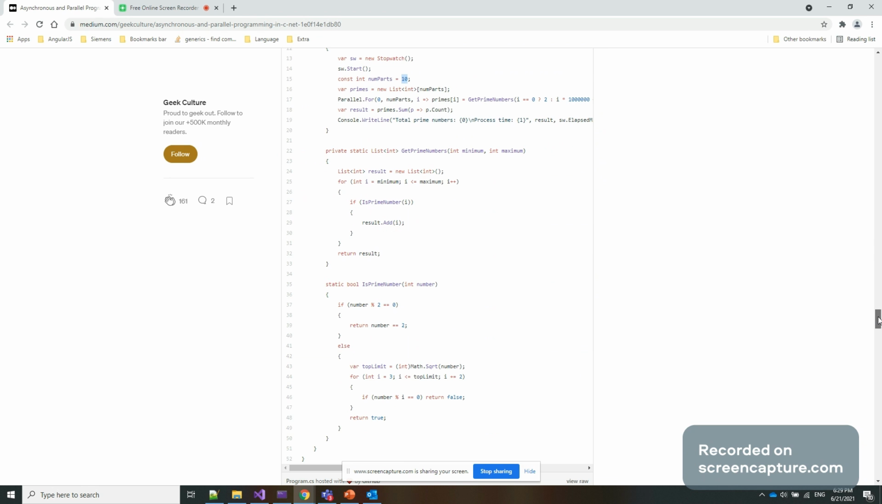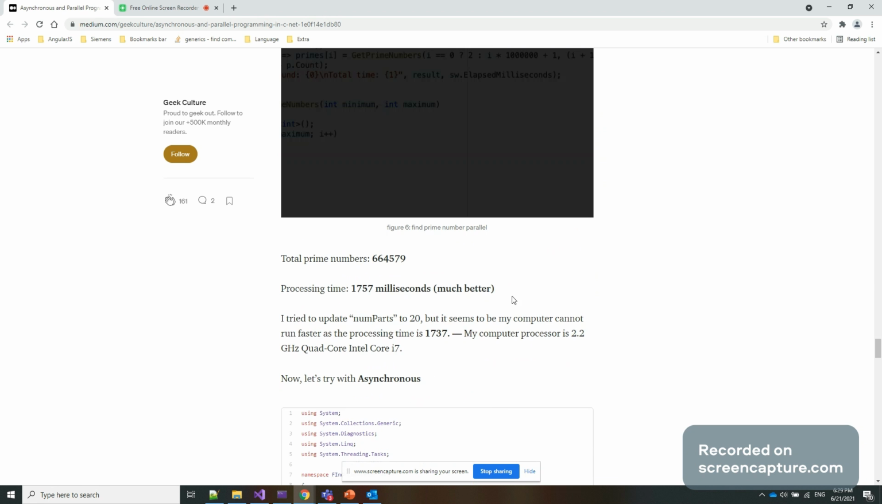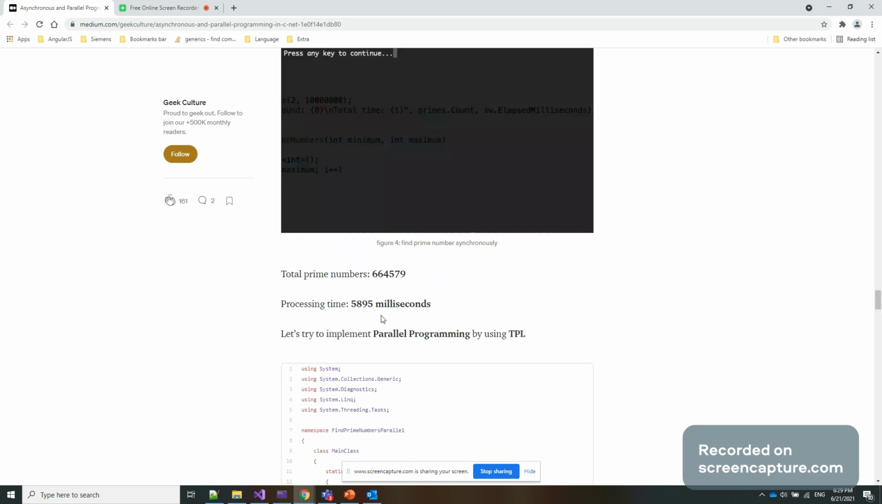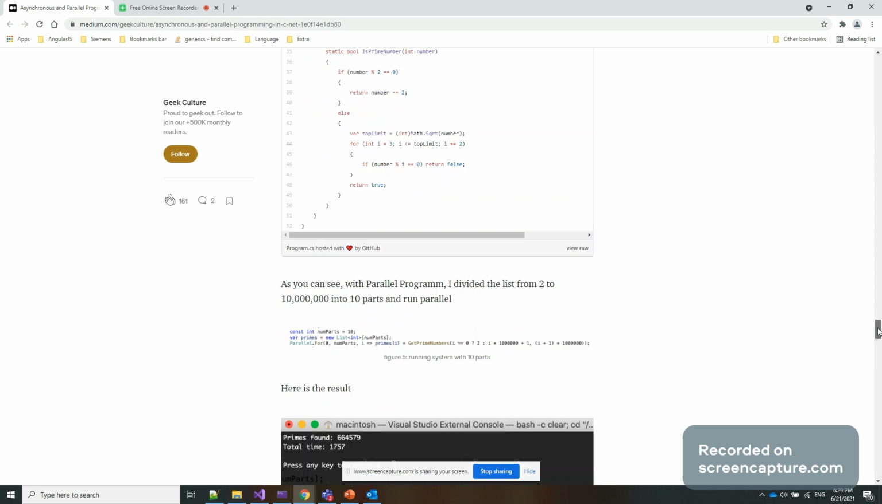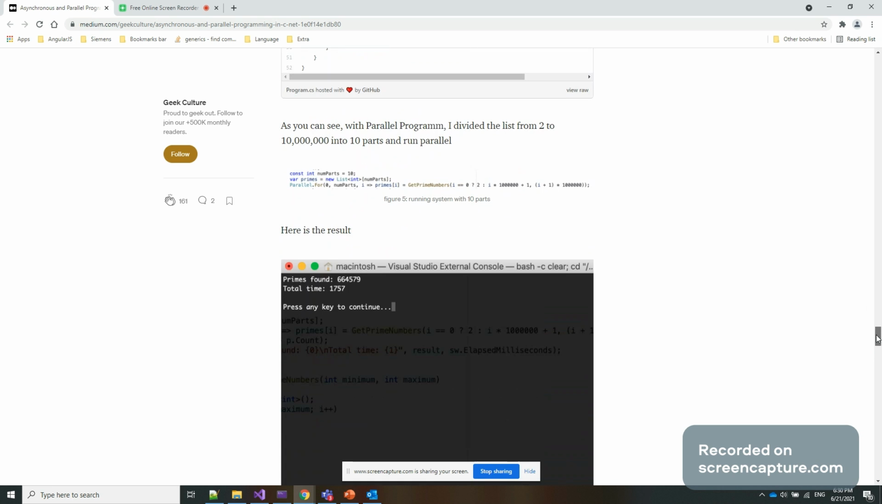After the processing, you can see we found the same number of prime numbers, because result-wise there's no difference, only the processing time differs. You can see the processing time is 1759 milliseconds. It's much less than the synchronous programming. The synchronous programming took 5895 milliseconds, so it's about a fourth of the synchronous time.